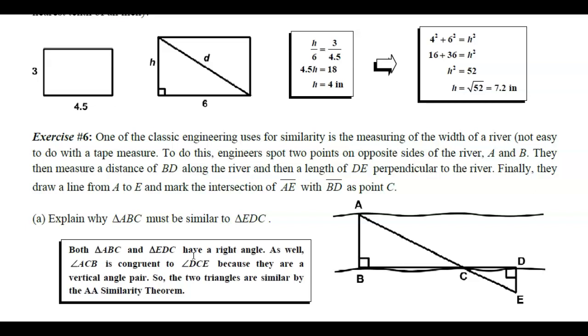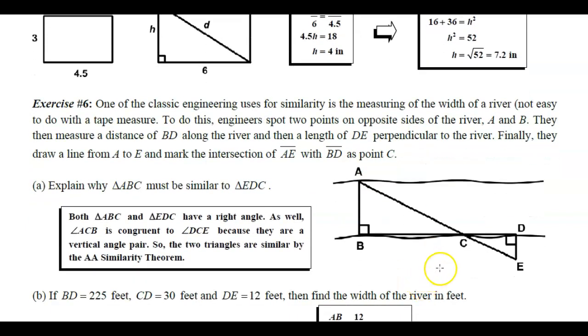Okay, so if you can sort of figure out what's going on in this diagram, if I'm standing at point A on the side of the river, I can walk to D and I can walk to E because that's all on land and measure how far I went. So explain why these triangles must be similar. Well, both of these have a right angle. This one makes a right angle with the river's edge. This one makes a right angle with the river's edge going the other way. They also have that vertical angle pair, and so the two triangles would be similar.